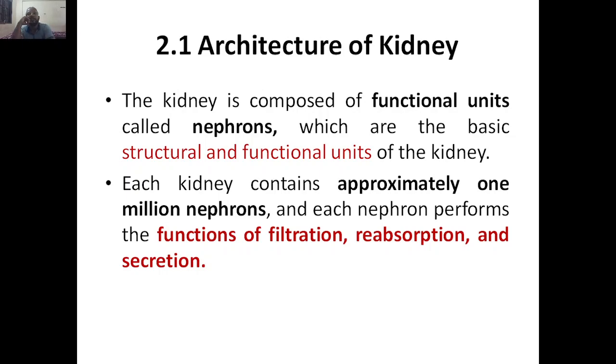So kidney is composed of functional units which are called nephrons. So kidney has got some functional units. That means in brain we are having something called neurons. Similarly in kidney we are having nephrons.